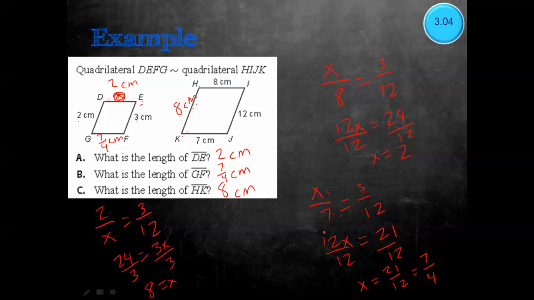And here we want to check our work. If we look here, 2 times 4 is 8. 3 times 4 is 12. 2 times 4 is 8. And then 7 over 4 times 4 is 7. So we know that all of these are correct and the scale factor was 4. And that is the end of Similar Polygons Part 2.